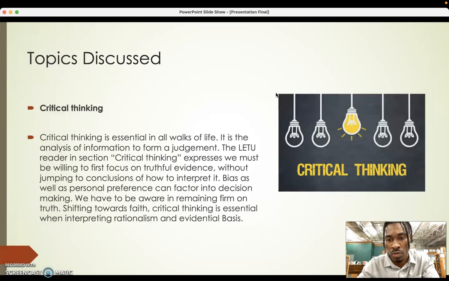So critical thinking, this is one of my favorites. Critical thinking is essential to all walks of life. It is the analysis of information to form a judgment. The LETU reader section on critical thinking expresses we must be willing to first focus on truthful evidence without jumping to conclusions or deciding how to interpret it. Bias as well as personal preference can be a factor in decision making.